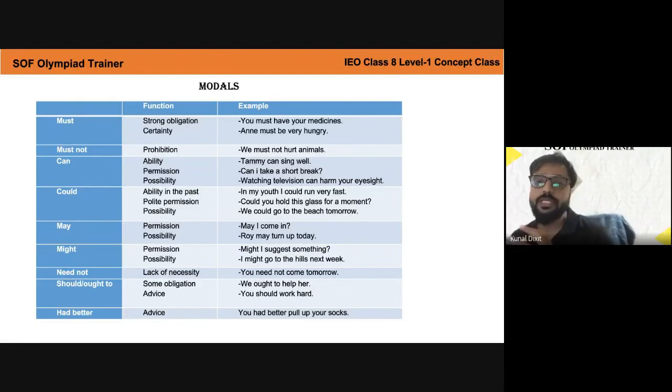Okay, so we will be discussing these most commonly used modals, which I believe you should know the right usage of, so that if given a choice, you are not confused. Okay, so the first one is must.